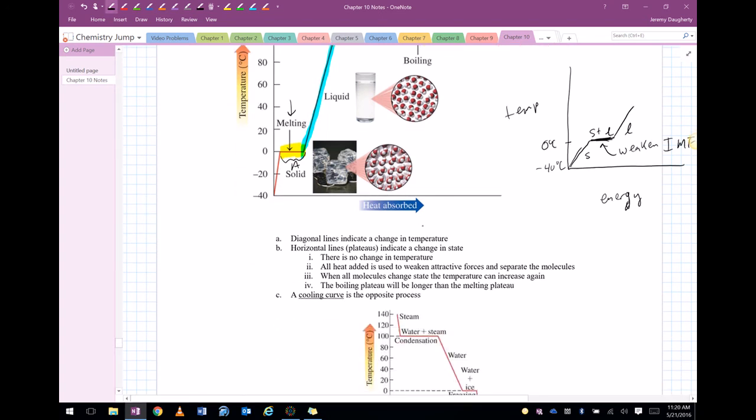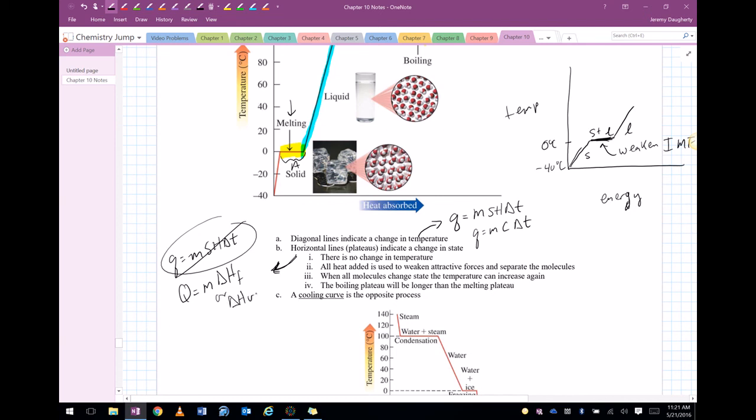Okay? So anytime we have a change in temperature, we can calculate how much energy that is by looking at Q is equal to msh delta T. Okay, or if you're taking AP, Q equals mc delta T. Now, on the horizontal lines, there is no change in temperature, so we can't use Q equals msh delta T. Okay, we can't use that. Instead, on the plateaus, we have to use Q is equal to mass times delta H, either delta H fusion or delta H vaporization. Now that's as long as your delta H is measured in joules per gram. If it's measured in joules per mole, obviously use moles.